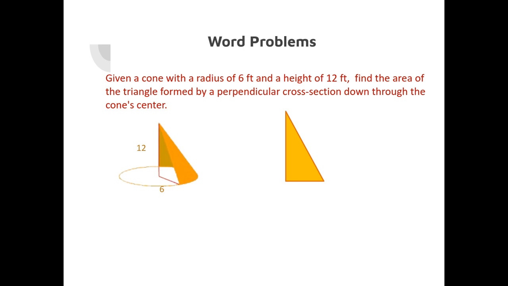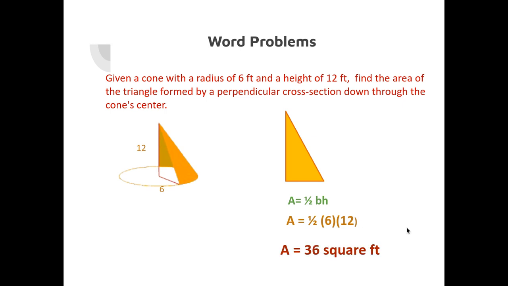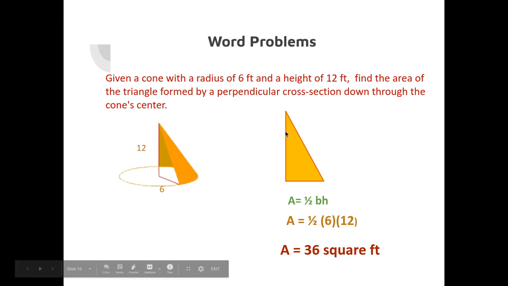So now really all I have to do is translate where the 12 goes and where the 6 goes. And then how do I find the area of a triangle? Well, if you don't remember, and it's a shame if you don't remember the area formula of a triangle, it is on the reference sheet. Area is 1/2 base times height. So again, what is the base? What is the height? The base is 6. The height is 12. Half of 72 is 36 square feet. So that would be the area of that triangle.